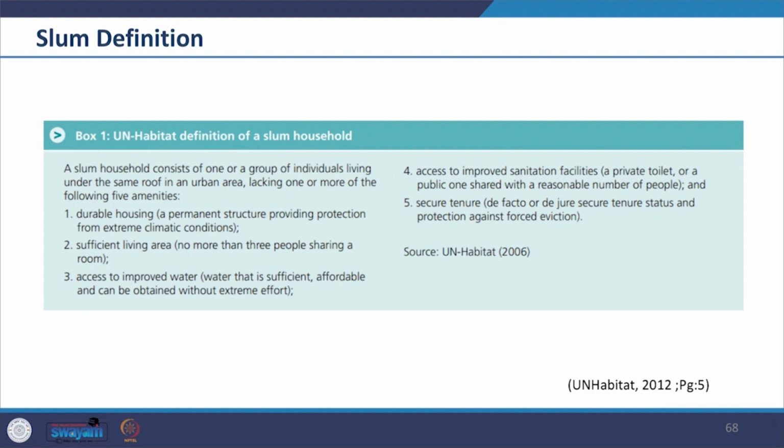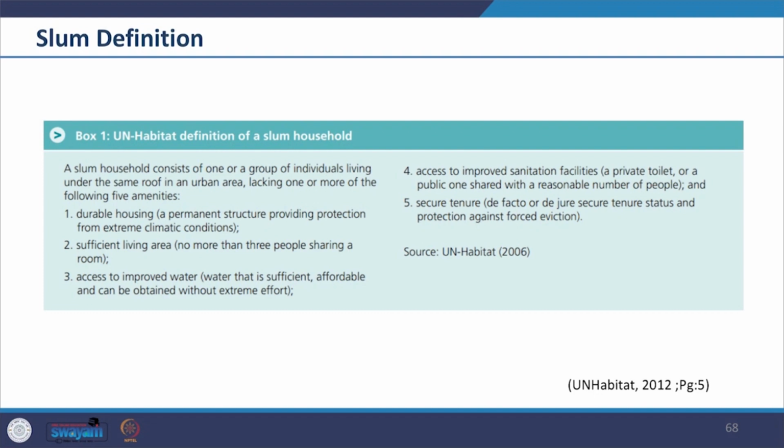We see the first one being durable housing, which means it needs to have a permanent structure providing protection from extreme climatic condition. Second, we see sufficient living area, so it should not be very congested and it should have enough space for all of them who are staying there. Next, we see access to improved water. We need to see that water is sufficient, it is affordable and can be obtained without any extreme effort. We see the fourth element is access to improved sanitation facility. A private toilet or a public shared toilet is available to them at a reasonable number.